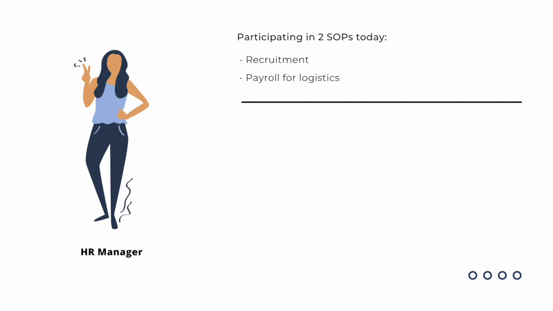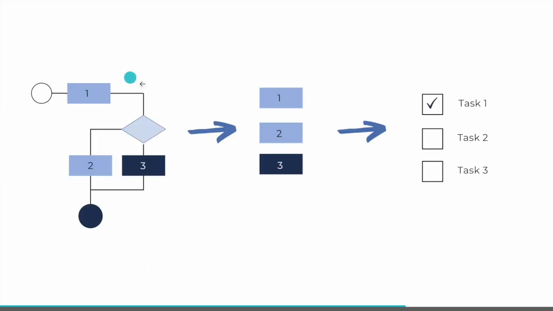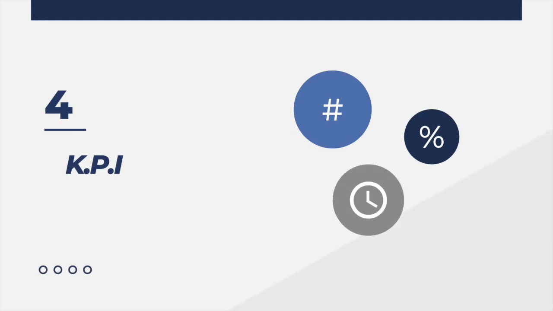You can create a checklist for the day like this. Look into the candidate's CV, schedule the interview session, host the job interview, calculate payroll for logistics, and finally send the payroll report to the logistics supervisor for review. As you can see, while an SOP shows you the big picture, checklists help you break it down and control your tasks.